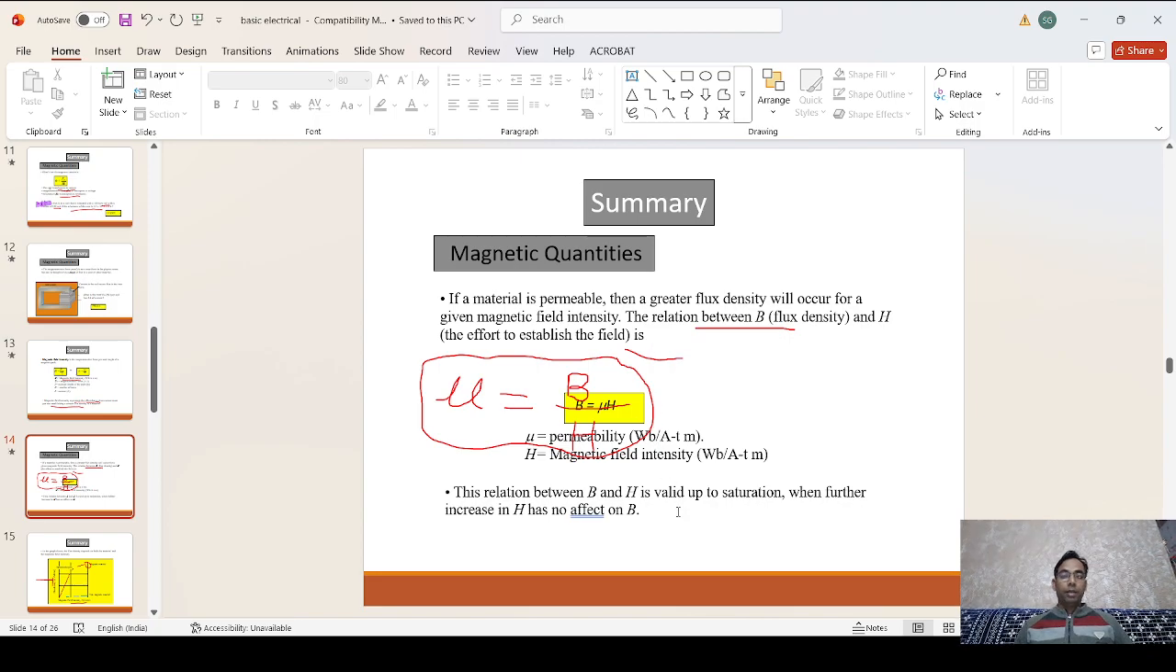So permeability is B equal to mu H, or mu equal to B upon H, to obtain the relation for different types of material. The relation between B and H is valid up to saturation, when a further increase in H has no effect on B. At that point, called the saturation point, no further flux density will be established.